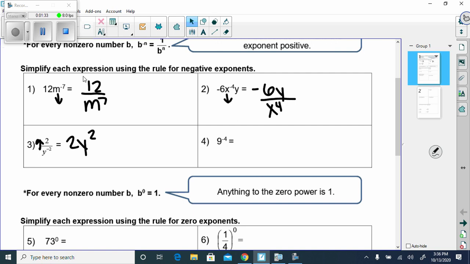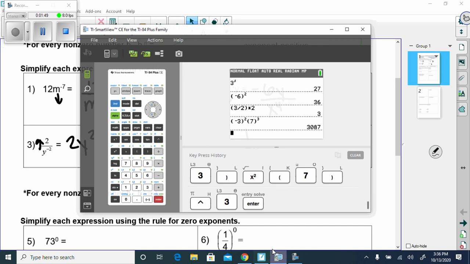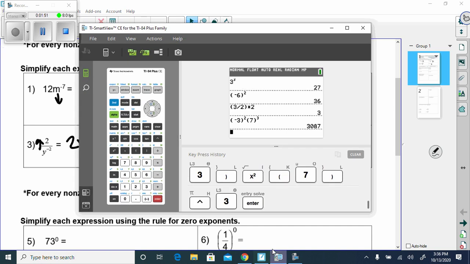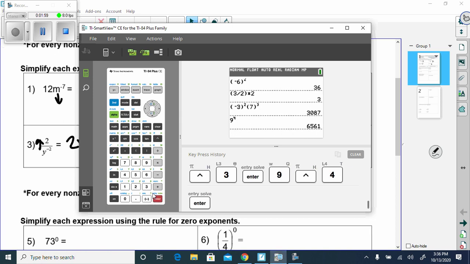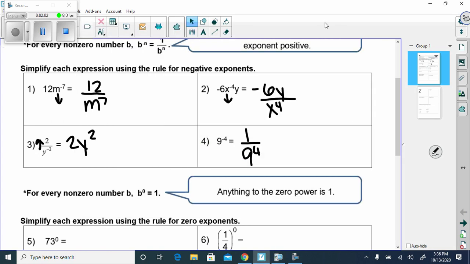Okay, and then number 4. How can I make that exponent positive? Move it to the bottom, so I'm going to have to put it under 1. Now, because that is just a number, I can put it in my calculator, right? Wouldn't the 9 be in the... Well, just the exponent changes when we move it. Okay. So I would have 9 raised to the 4, and that becomes 6,561. So here, I just have 1 over 6,561. You only need to simplify it all the way like that if you're told to.